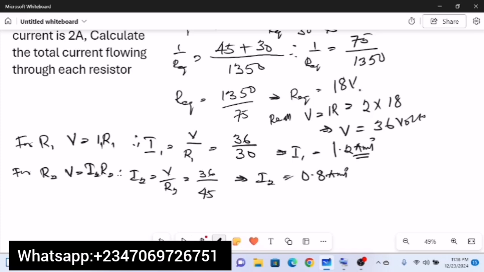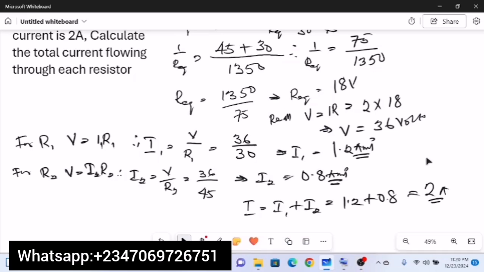Now to confirm, remember the total current is going to be I1 plus I2. So this is 1.2 plus 0.8, and that simply gives us 2 amps, which was given to us in the question. So which means our solution is very much correct.